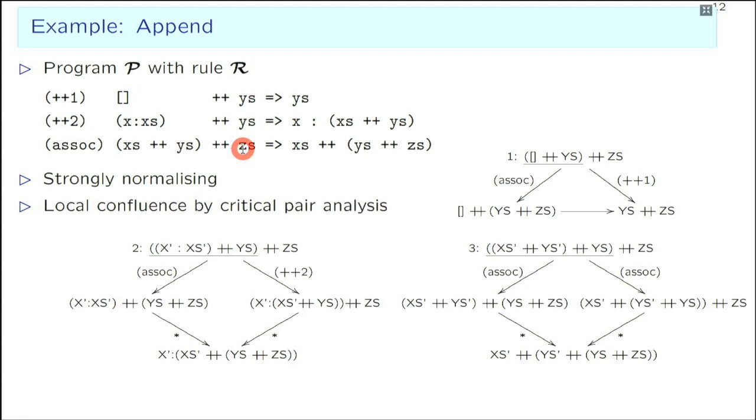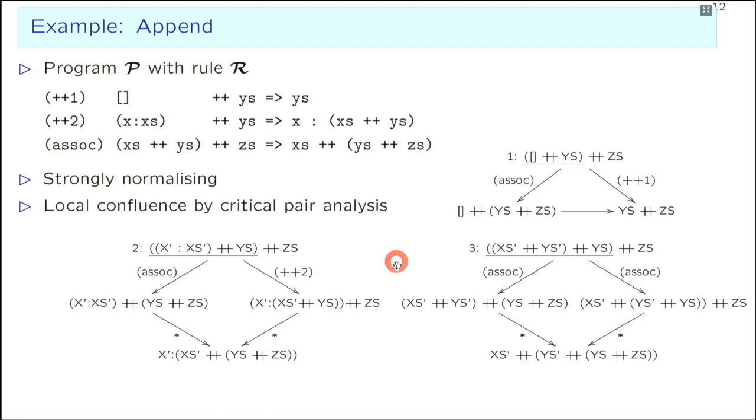And also, we can show local confluence by using so-called critical pair analysis. A critical pair means a critical situation that may break confluence. And the critical pairs can be enumerated computationally by just checking the overlaps of the left-hand sides by using unification. So in this case, we can enumerate these. There are actually 3 critical pairs, and all of them are joinable.